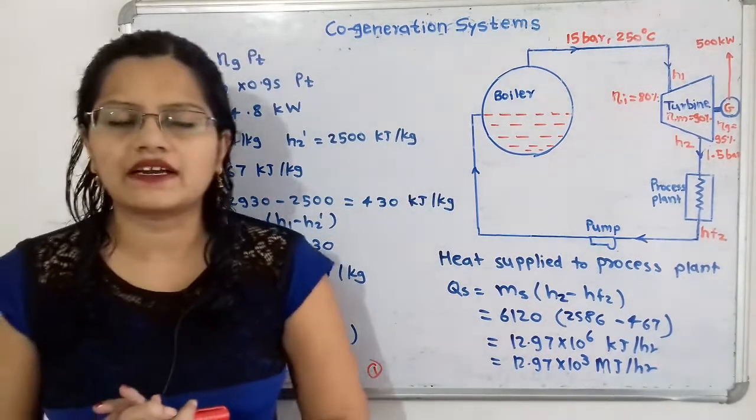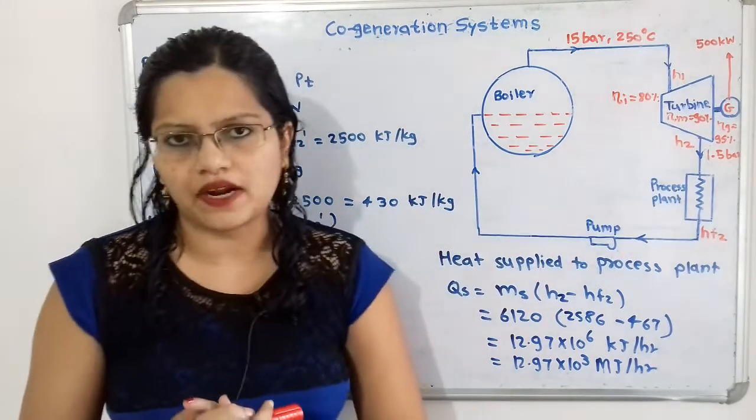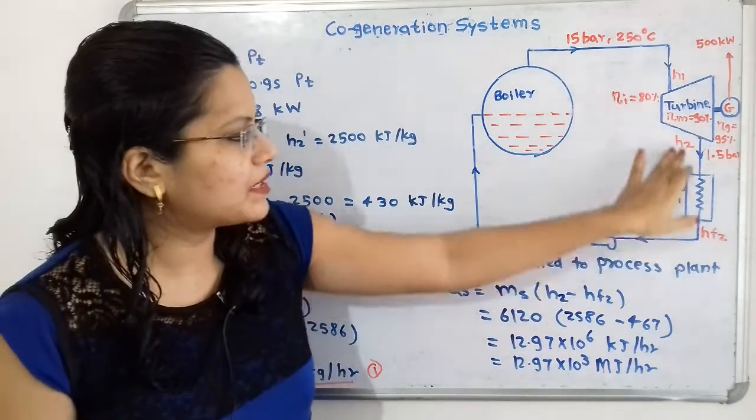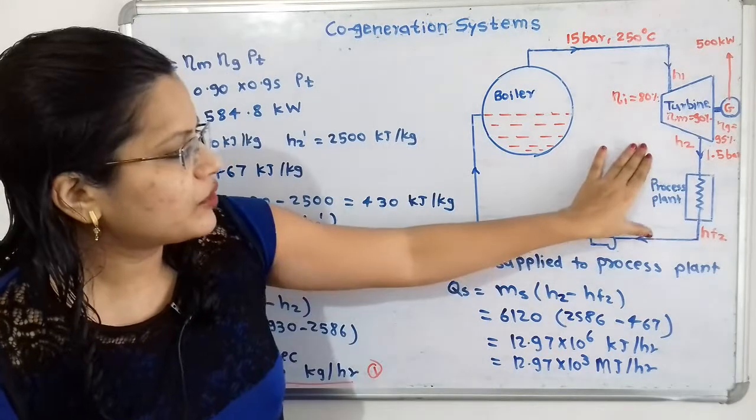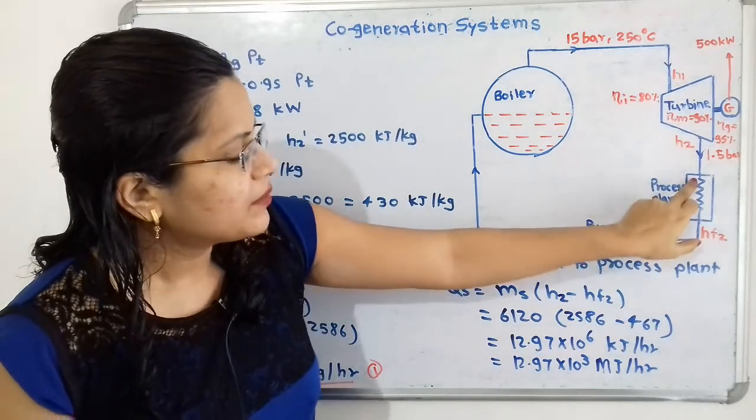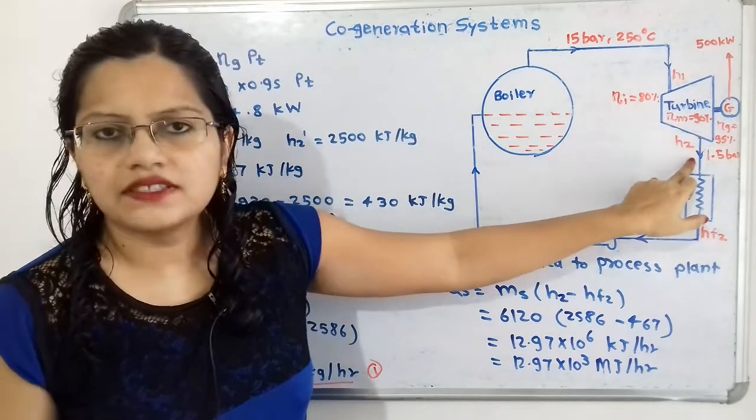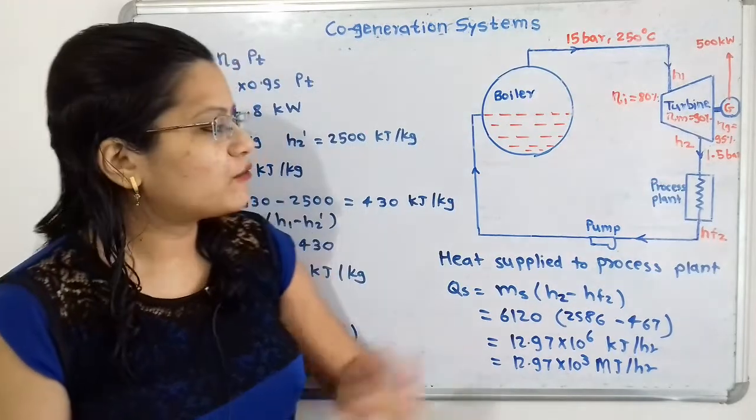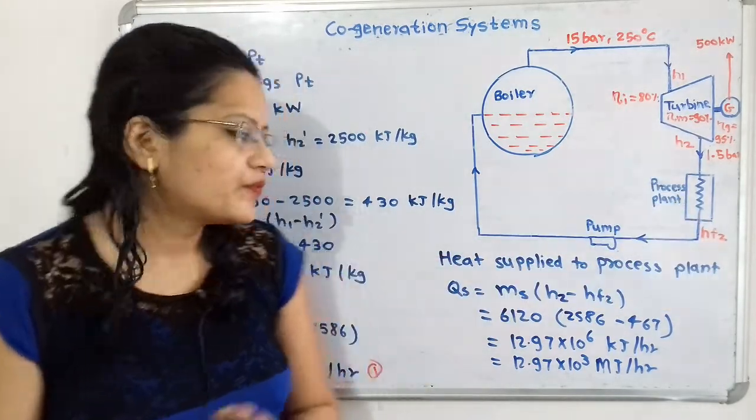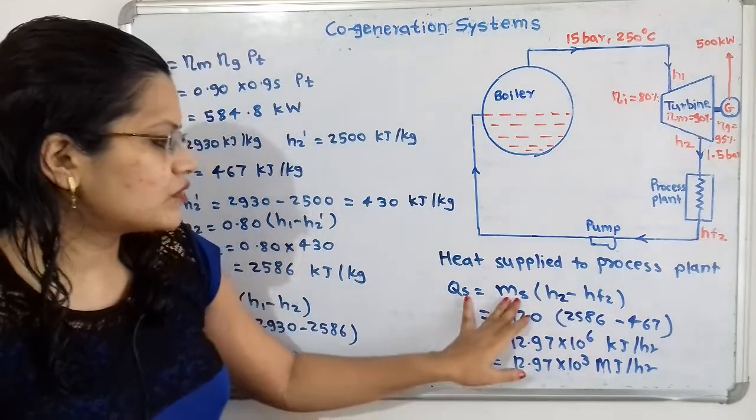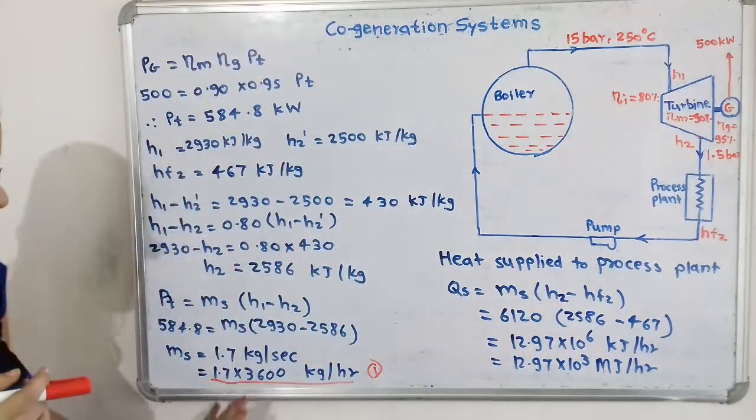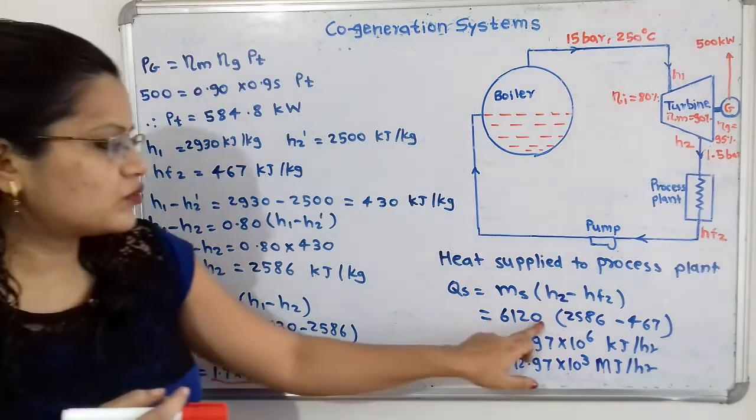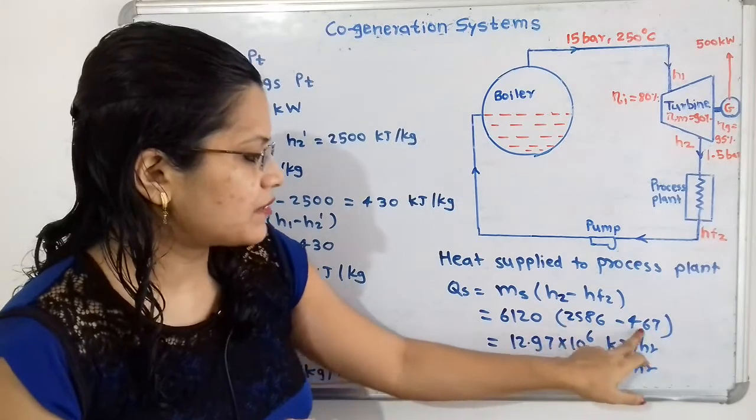Now we will move to the second question, that is the heat supplied to the process plant. Again, heat supplied to the process plant is the mass of steam supplied multiplied by the enthalpy difference. Now if we observe this diagram, before entering the process plant, steam has enthalpy H2, and after that it has enthalpy HF2. So we have to take the difference between H2 and HF2. So we will take ms (H2 minus HF2). Now this ms, the mass of steam supplied, we will take in kilogram per hour. So it is 6120 multiplied by (2586 minus 467).